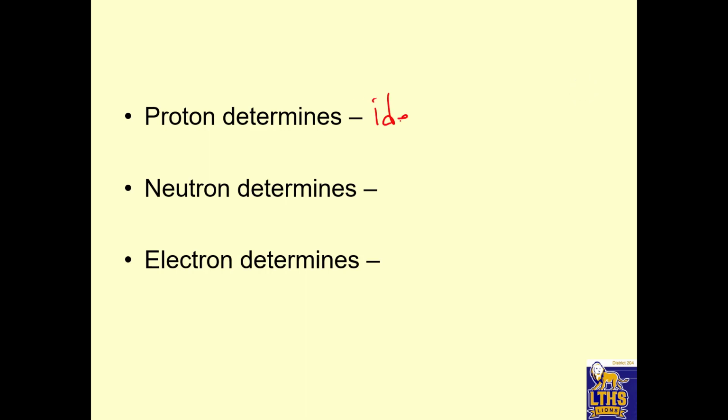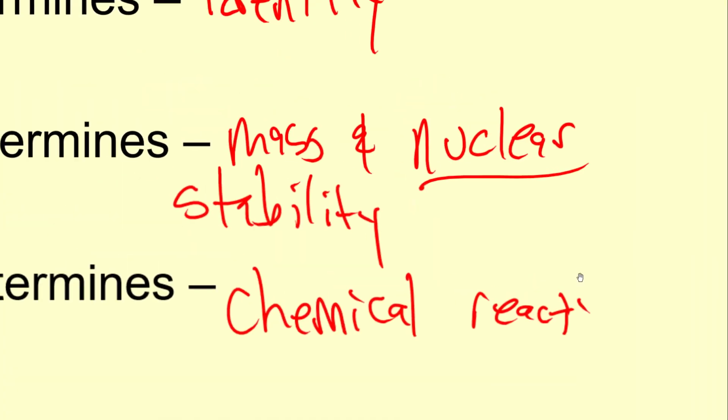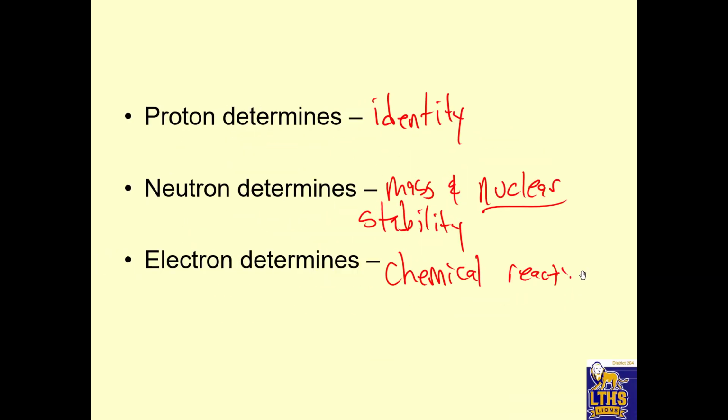Protons determine identity. Neutrons determine mass and nuclear stability. And electrons determine chemical reactivity and charge.